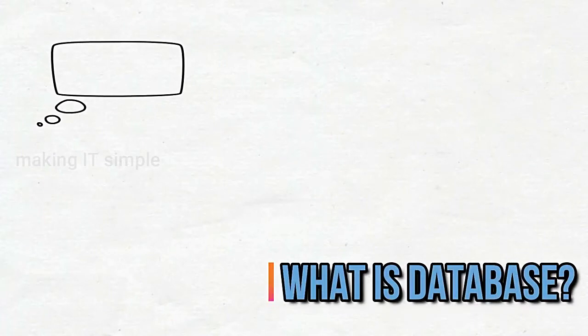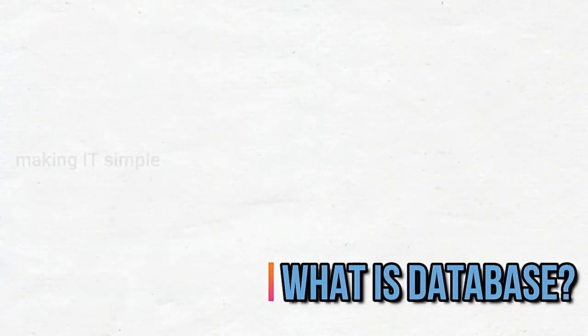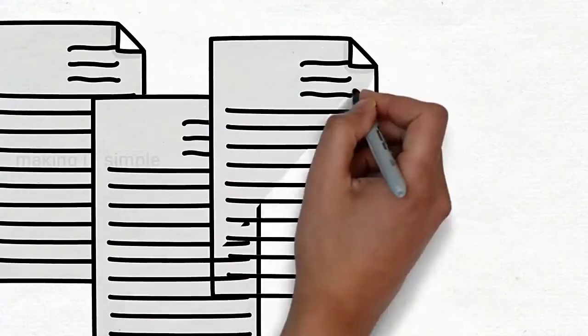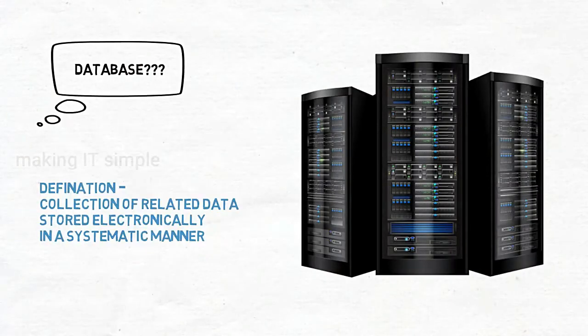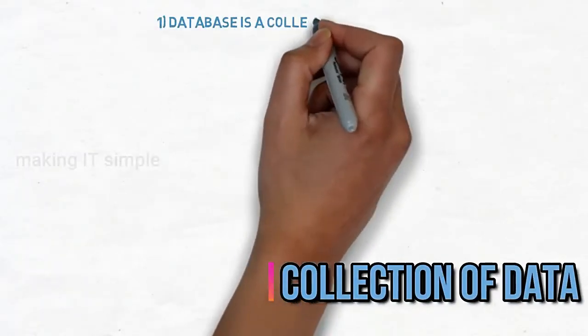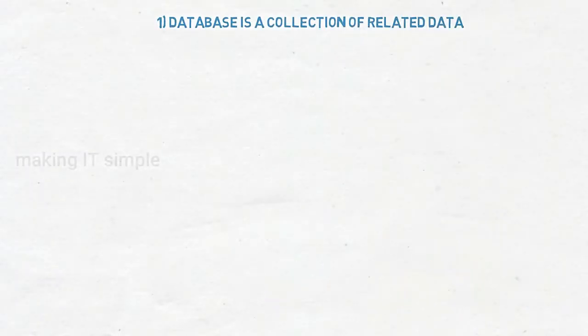So now we will see what is a database. The definition states that database is a collection of related data stored electronically in a systematic manner. So let's simplify the definition. It is a collection of related data.